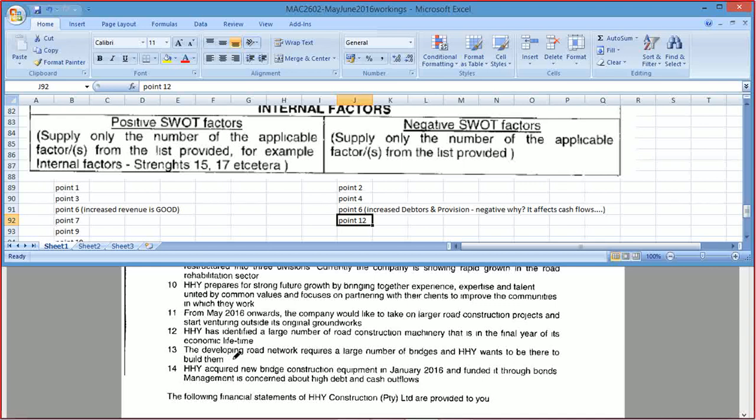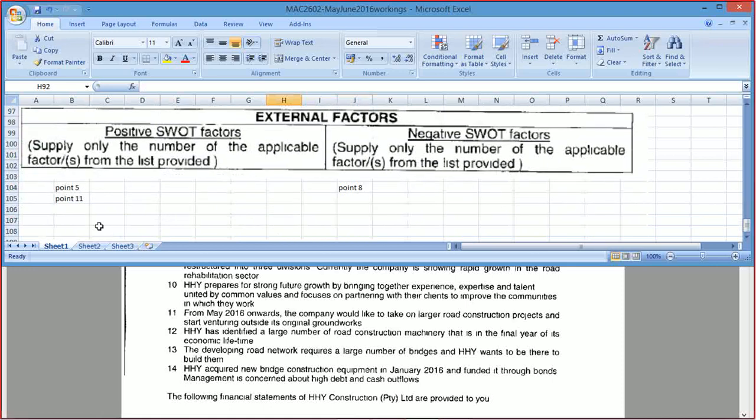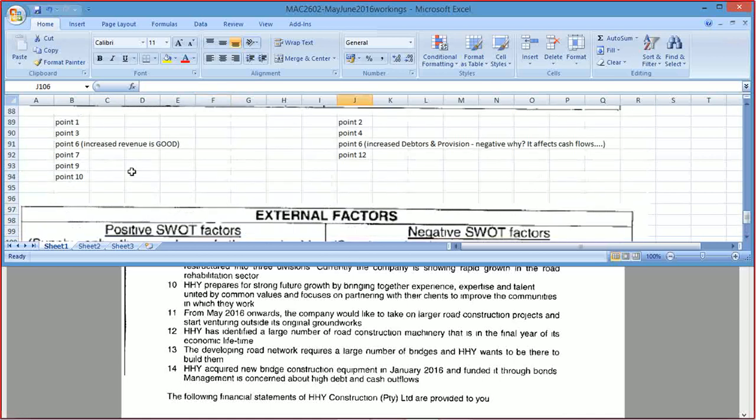Okay. 13. The developing road network requires a large number of bridges, and HHY wants to be there to build them. That's an opportunity. External positive. Last one, HHY acquired new bridge construction equipment in January and funded it through bonds. Management is concerned about high debts and cash flows. Okay, that would be something good and bad again. Okay, buying new equipment is good, but financing it through bonds, high concern for debt and cash flow, this could be more a threat than an internal factor because high debt would be because of the interest factor.